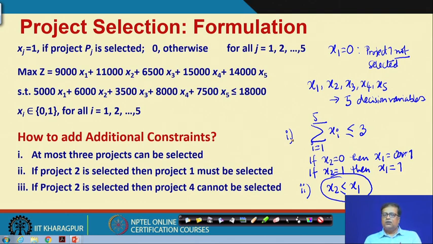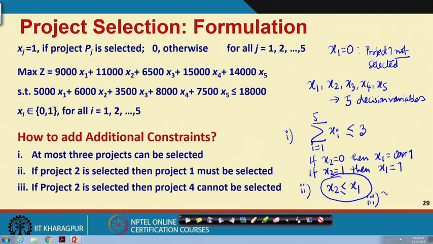x2 plus x4, its maximum value should be 1. Why? Because let us write it down, number 3, x2 plus x4 would be less than equal to 1. What does it mean? That if x2 is selected, let us say x2 equal to 1, then x4 should be 0, right, because if x4 is also 1, then x2 plus x4 will be 2, right. In that case, it will violate the constraint.